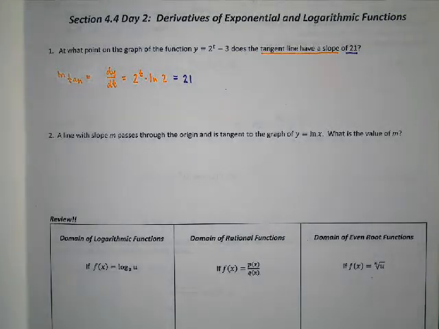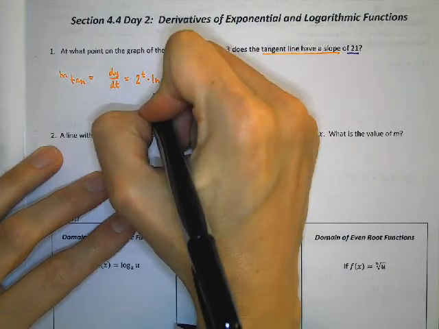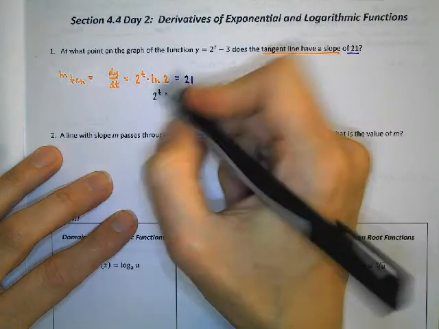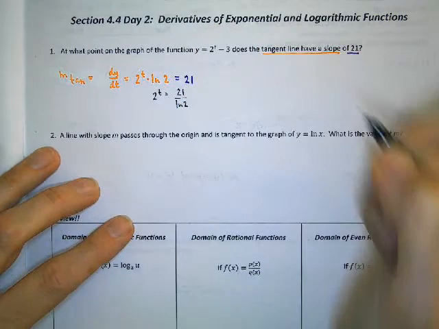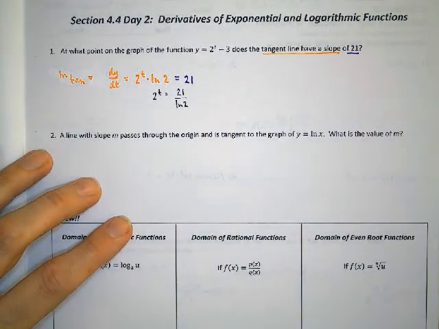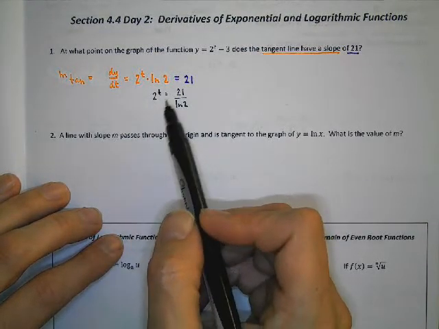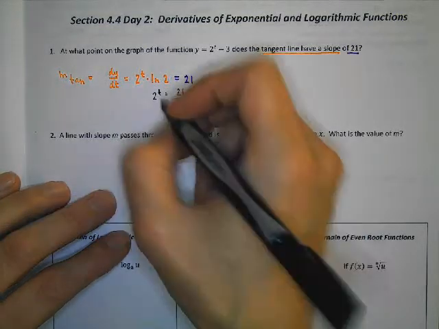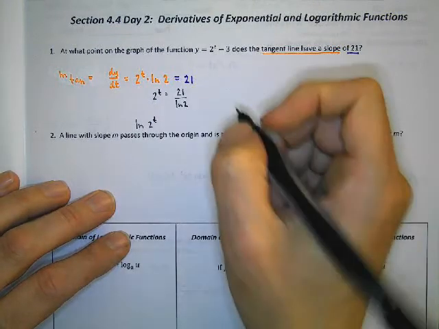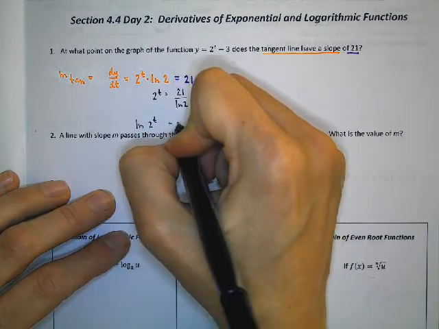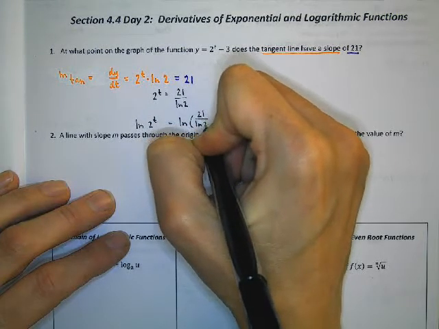So I'm going to switch over just to my black pen here. So I need to isolate t. So the first thing I'm going to do is divide by the natural log of 2. So I have 2 to the t equals 21 over the natural log of 2. Now, I need to get my variable out of the exponent. So to undo that exponential function, I'm going to take the natural log of both sides. So the natural log of 2 to the t equals the natural log of 21 over the natural log of 2.